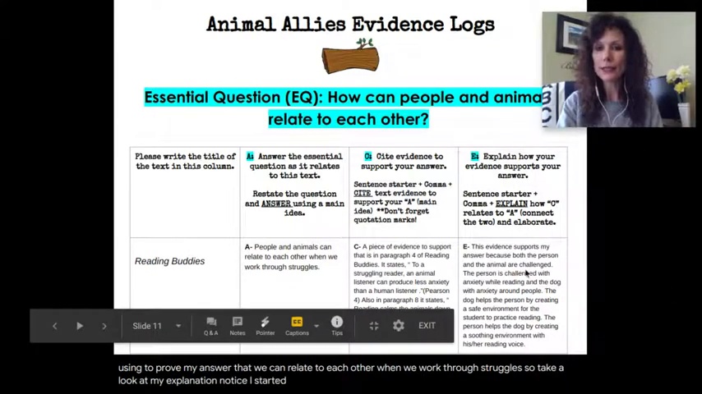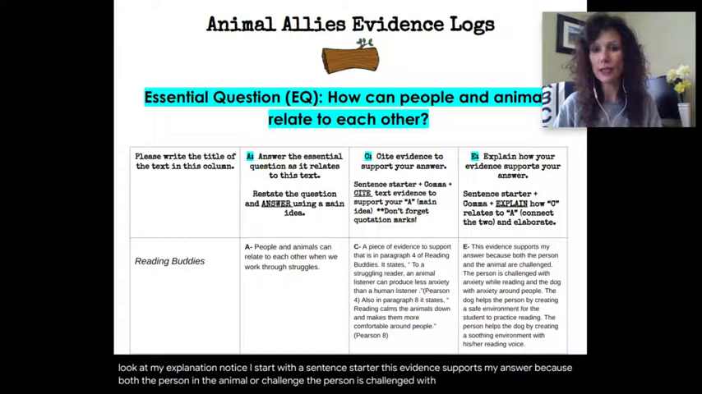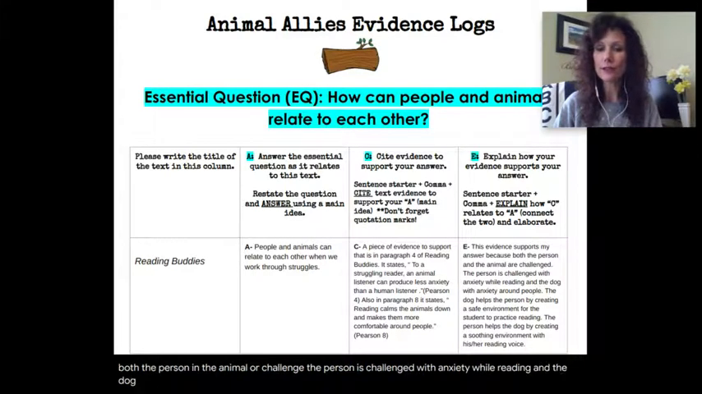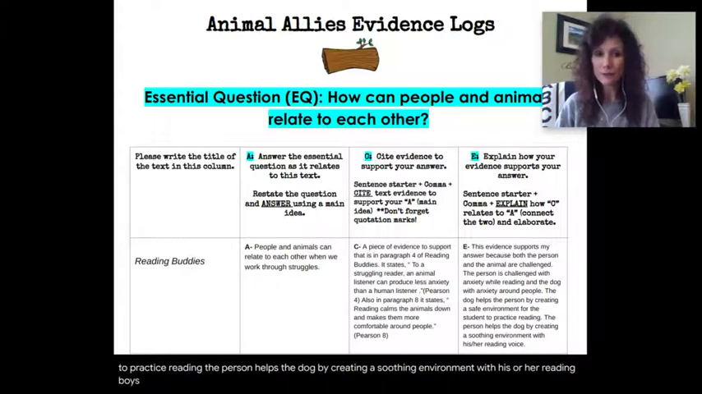So take a look at my explanation. Notice I start with a sentence starter. This evidence supports my answer because both the person and the animal are challenged. The person is challenged with anxiety while reading, and the dog with anxiety around people. The dog helps the person by creating a safe environment for the student to practice reading. The person helps the dog by creating a soothing environment with his or her reading voice.